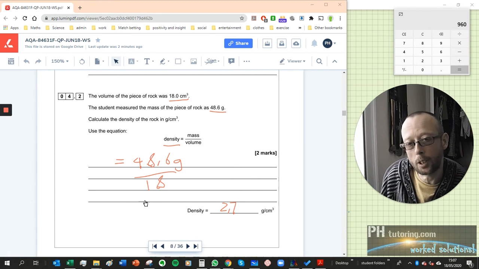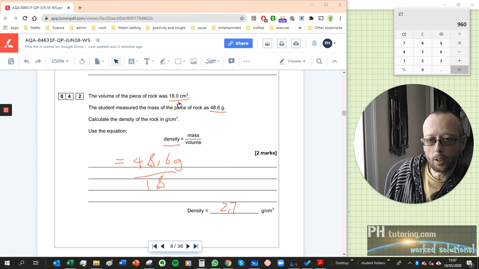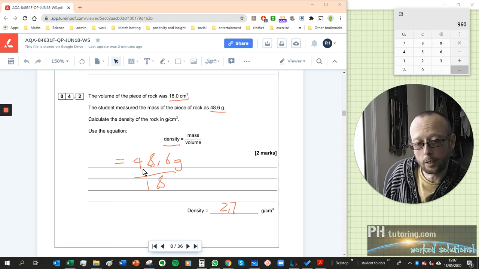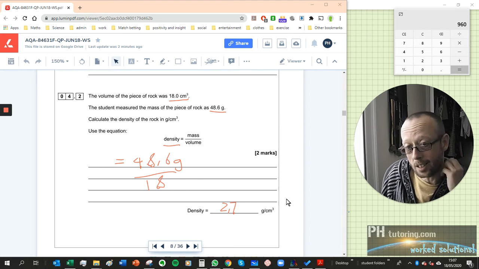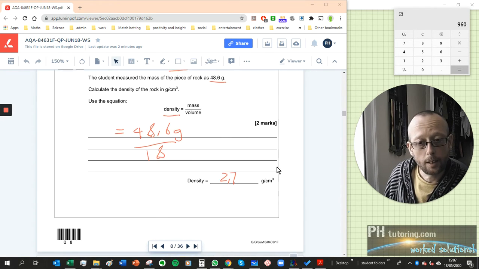So I've started to do this one already. It gives you the volume, gives you the mass, and it tells you how to calculate density with mass divided by volume. So all you do, once again, is the mass divided by the volume, put it into the calculator, and there's your answer. Nice, easy, 2 marks. You don't need to know anything about mass, density, or volume. You don't even know what any of those words mean. You just need to know how to use these formulae.